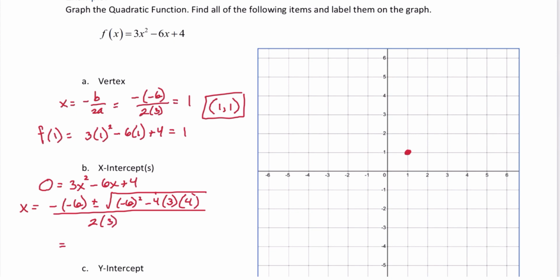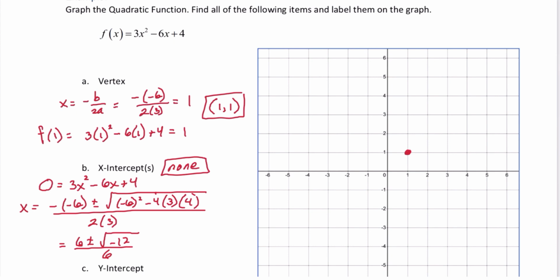This will give us 6 plus or minus the square root of negative 12 over 6. Since we have a negative under the radical, that means that number is actually imaginary, which means we have no x-intercepts. There are none.